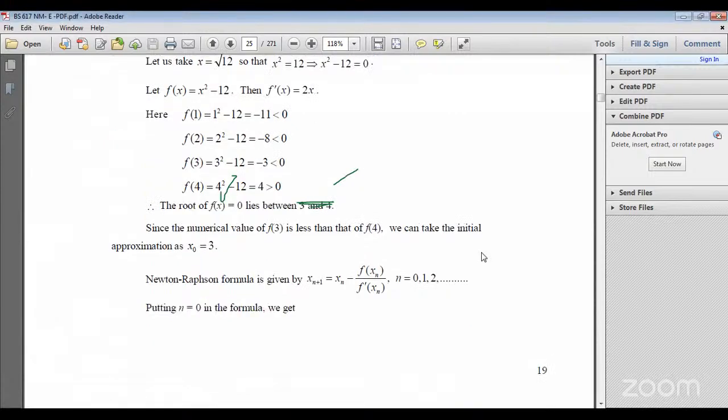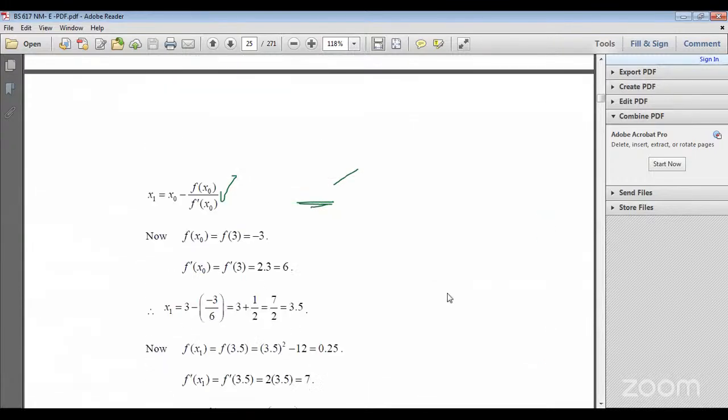So xn plus 1 is xn minus f of xn by f dash xn. Putting n is equal to 0 in the formula, we get x1 equal to x0 minus f of x0 by f dash of x0. So f of x0 equal to f3 is equal to minus 3, f dash 3 is equal to 6. 3 minus 3 by 6, 3 plus 1 by 2 is equal to 7 by 2. I am applying that value. That is 3.5. 6 plus 1, 7 by 2, taking the LCM.